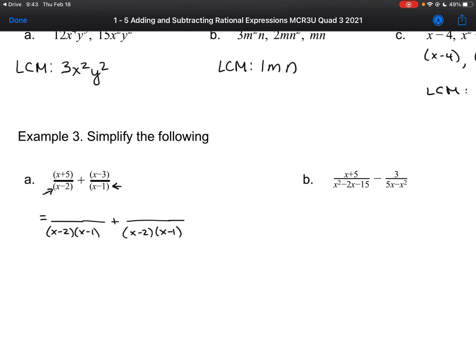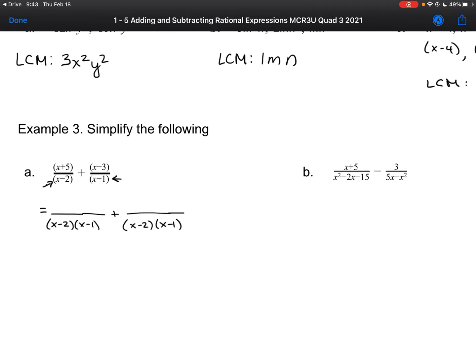And then in order to create equivalent fractions, I have to multiply my numerator by whatever I did to the bottom. So in my first fraction, I multiplied the bottom by x minus 1. So that means I'm going to do the same thing to the top. In my second fraction, I multiplied the bottom by x minus 2. So I also have to multiply the top by x minus 2. So now that I have the same denominator, I can add them together and rewrite with one denominator.